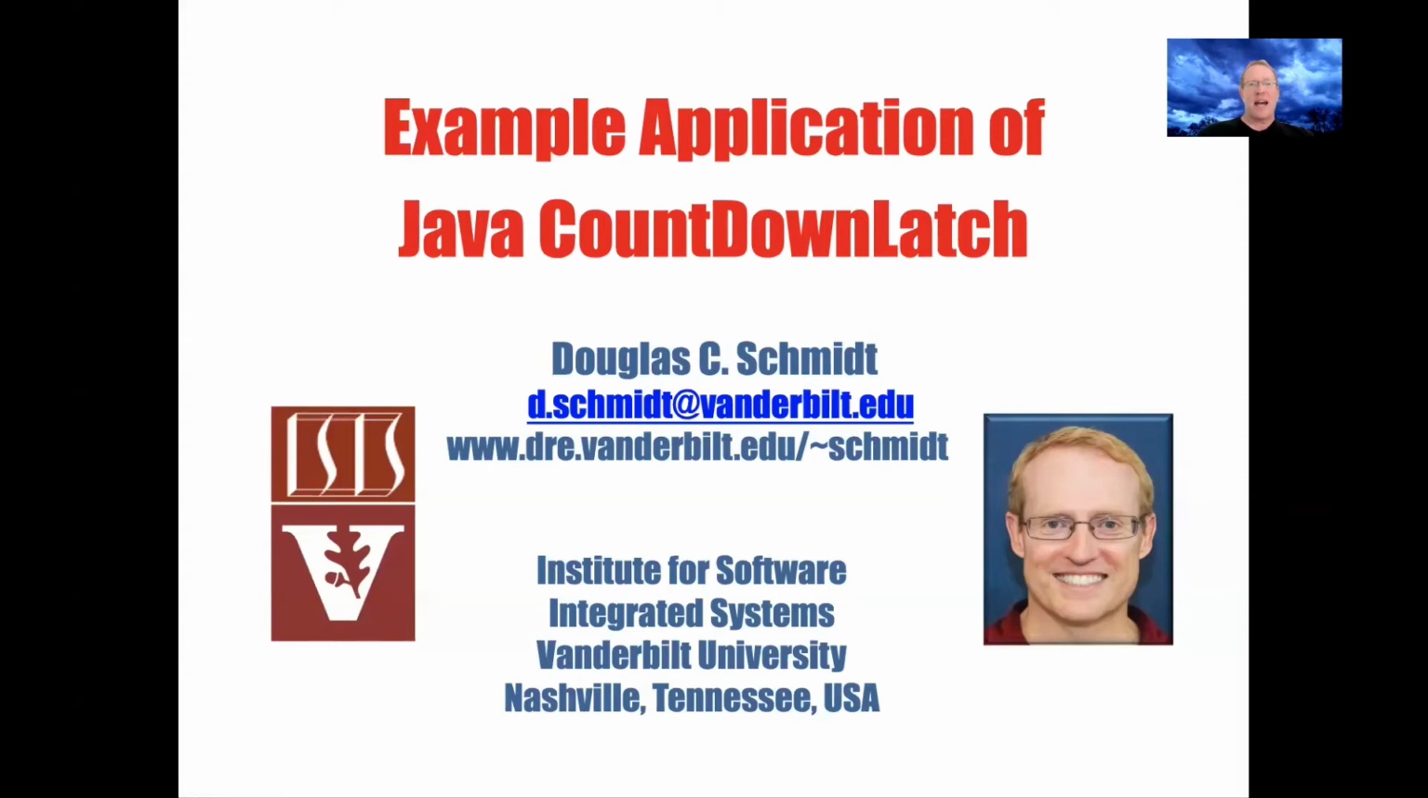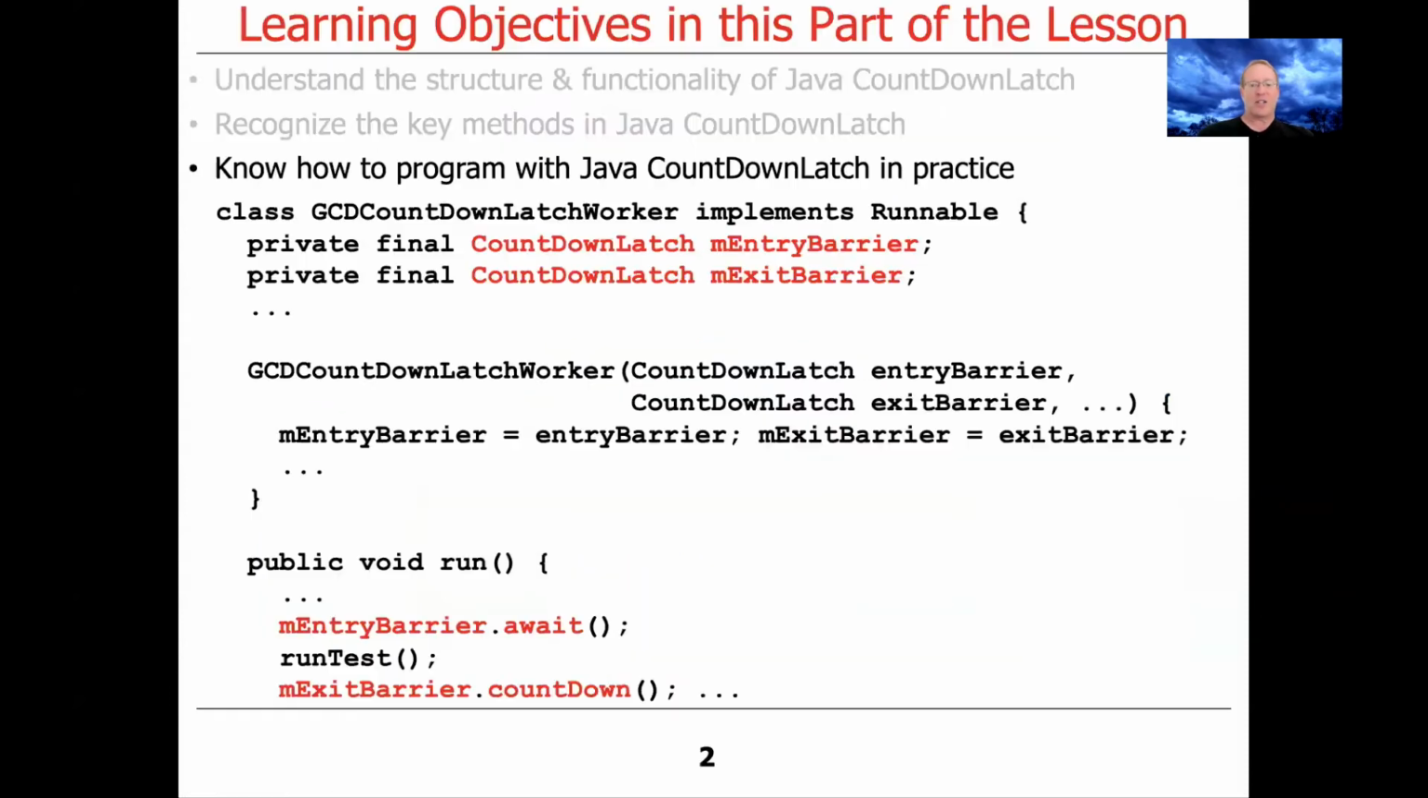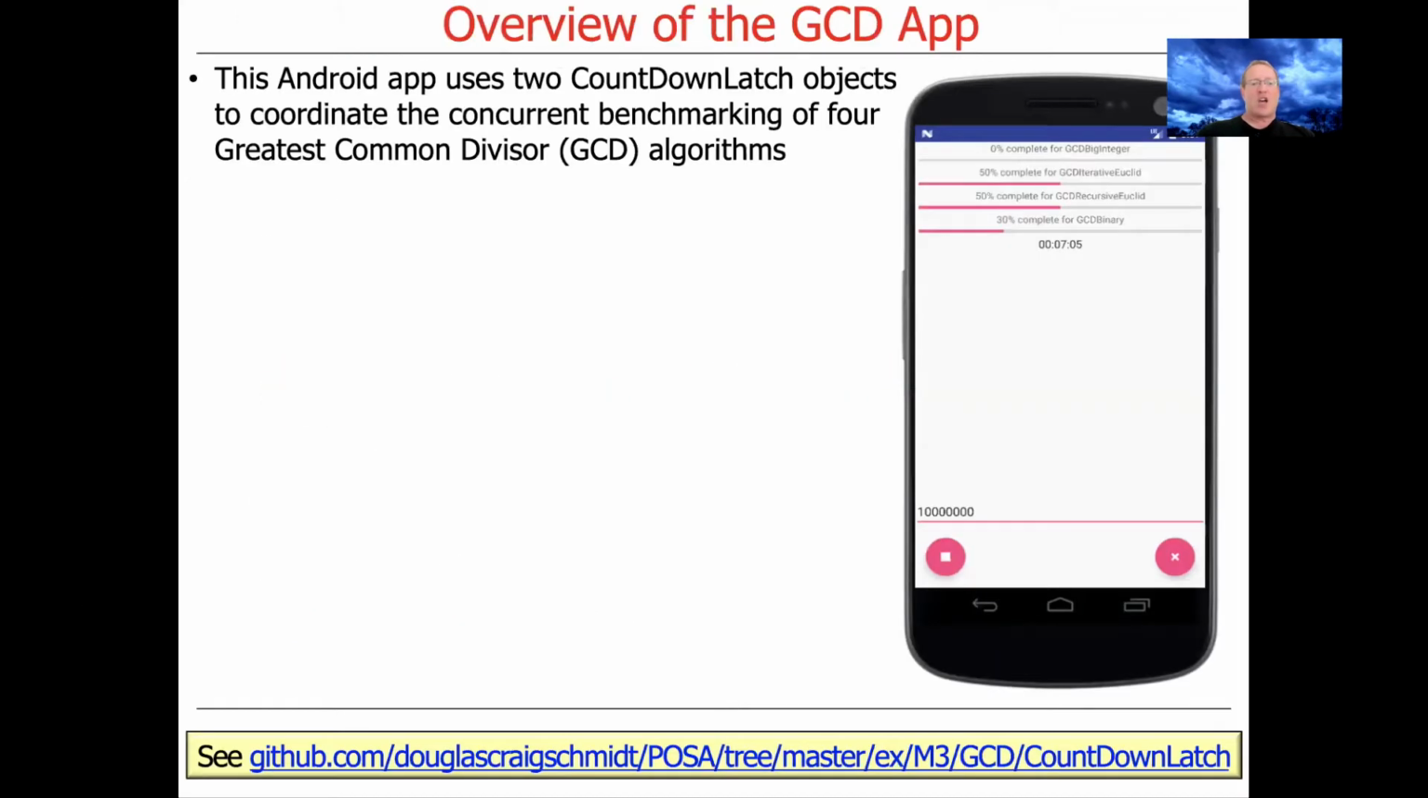We're now going to take a look at how to apply the Java CountDownLatch in practice. This particular example comes from a really cool program that I have in my GitHub repository that does some interesting things. I'll actually run the program for you once we have a chance to see what it's doing. So this is another variant of the greatest common divisor application.